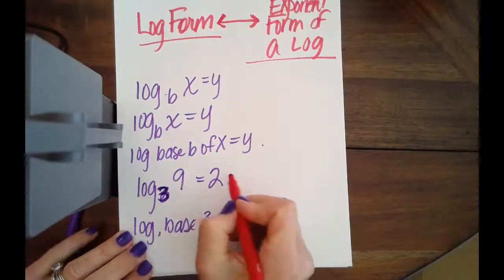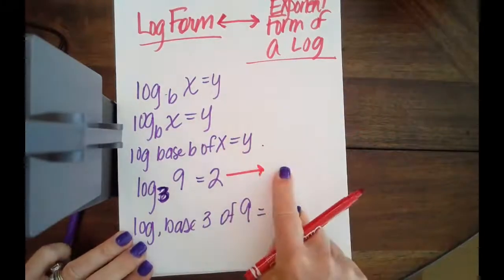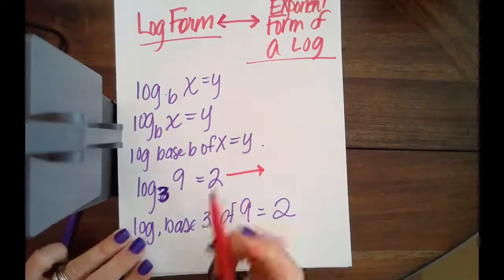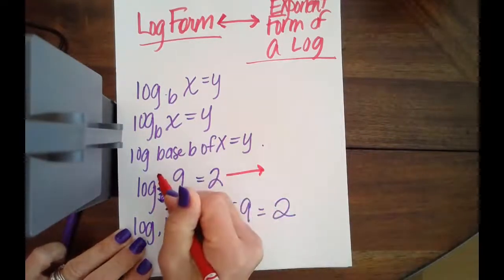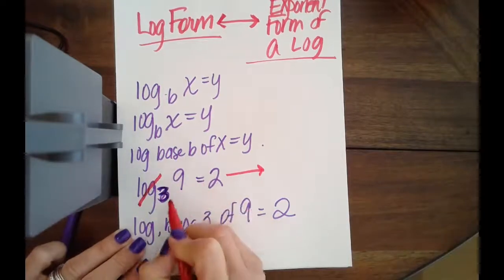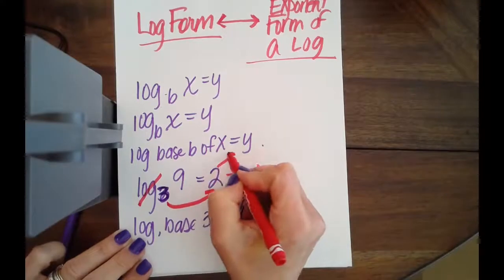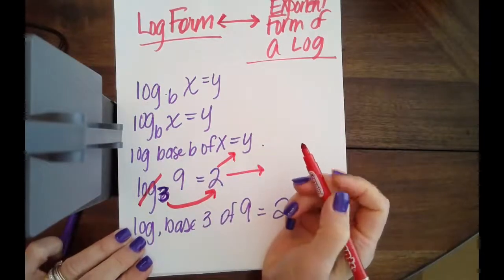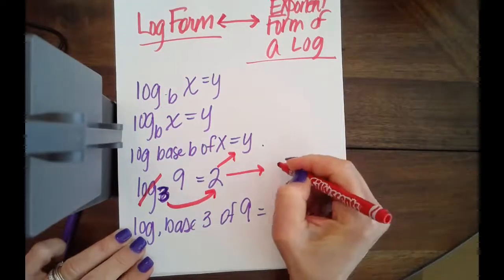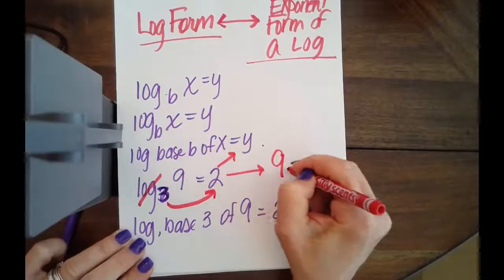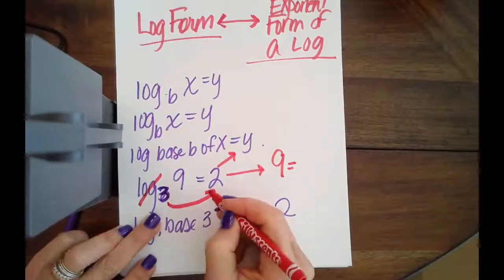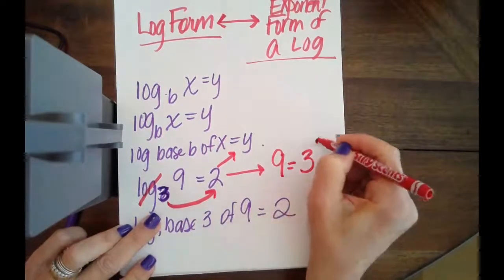So if we were to write this in exponent form, what happens is you simply are going to lose the word log. The base is going to swing over, and it's going to push this exponent up into exponent position, and it's going to look like this. 9 is equal to my base, he swings over, 3 squared.